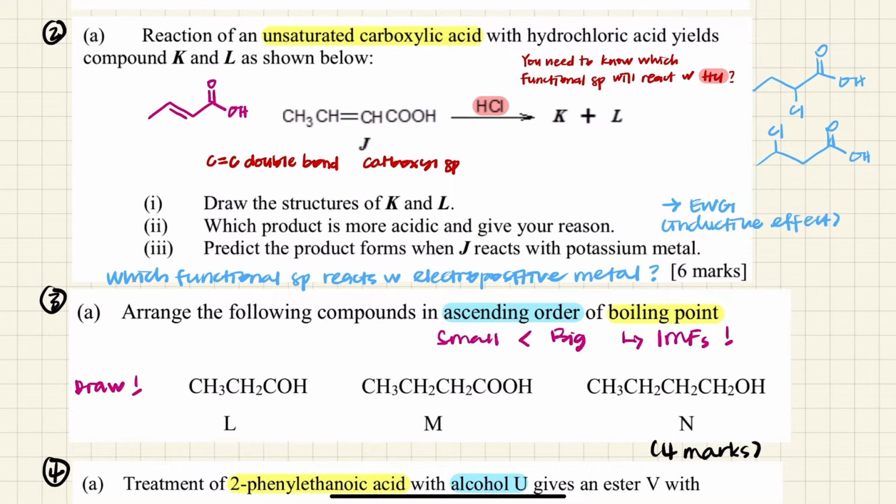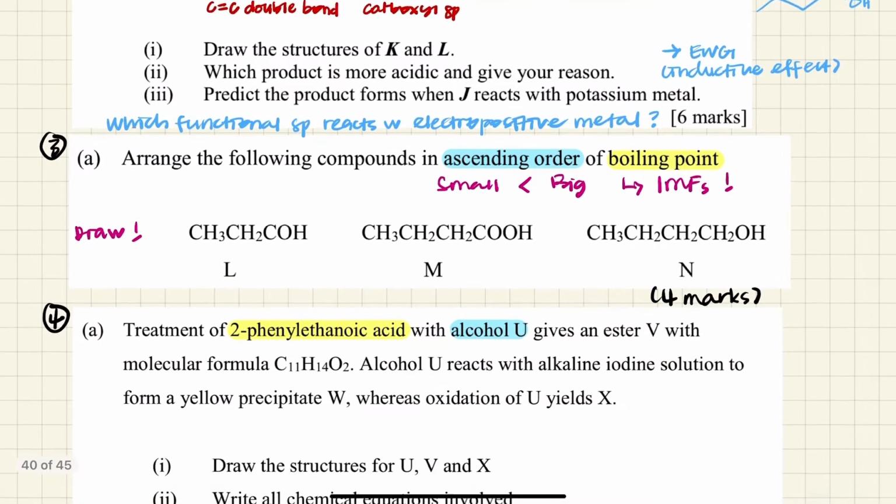So you need to write your explanation: electron withdrawing group and inductive effect. Next, Roman 3, predict the product formed when J reacts with potassium metal. So here J, you need to see what functional groups you have. You have a carbon-carbon double bond and a carboxyl group. So which one will react with an electropositive metal?